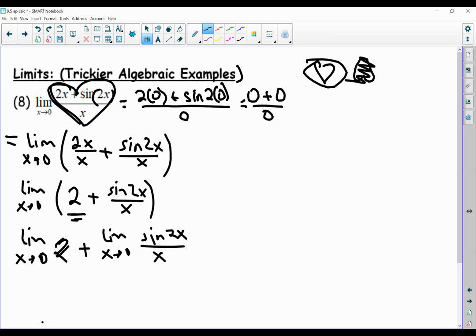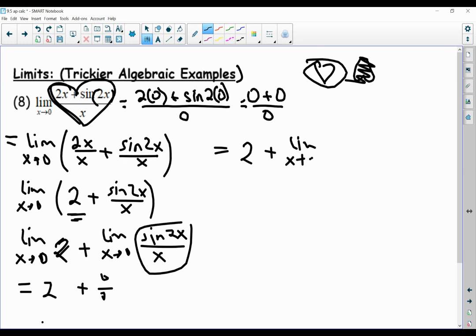Okay. Now this limit I know is 2. But this limit, I still get 0 over 0 when I plug in 0. So I need to think about what else I can do here. So now what I'm going to try to do is use an identity. And since it's sine of 2x, maybe I'll try the double angle identity.